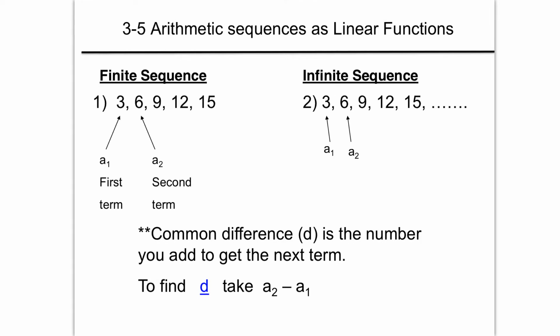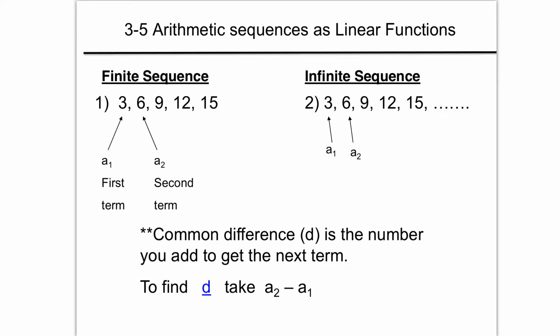One of them is called the finite sequence, and the other one is called the infinite sequence. Now finite means that something stops somewhere. So when you have a list of numbers, the list can stop at a specific point, and that's where it becomes finite. If you notice, I have a list of numbers here, 3, 6, 9, 12, 15, and then it stops. There's no more numbers after that. That's why it's called finite.